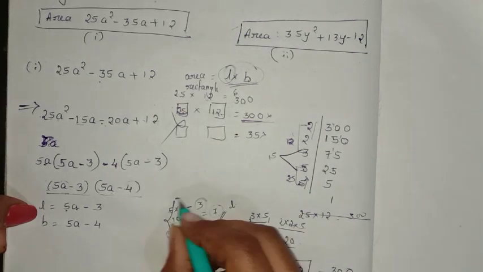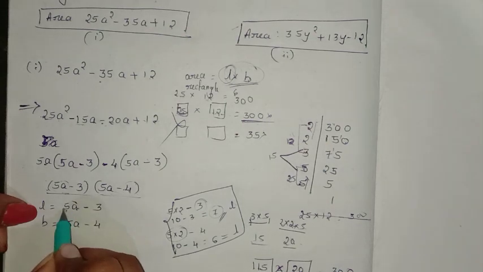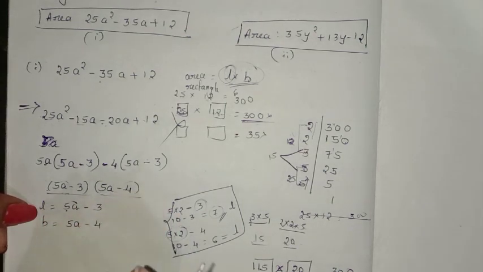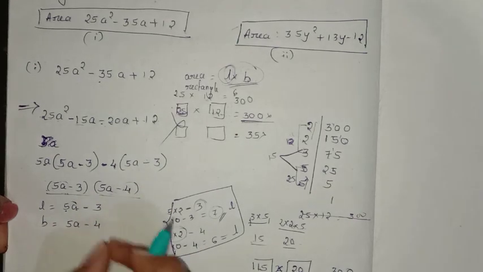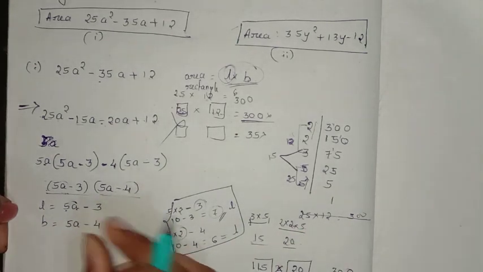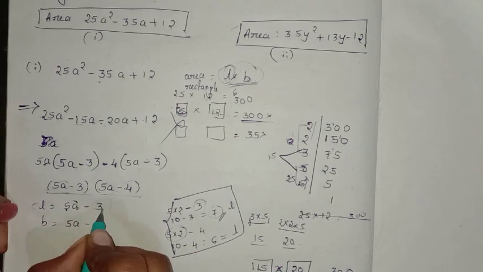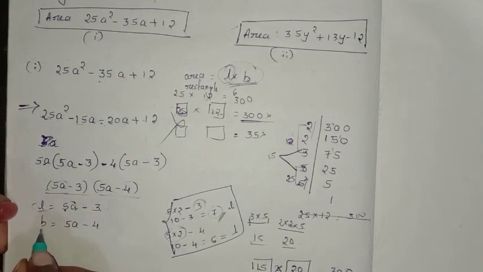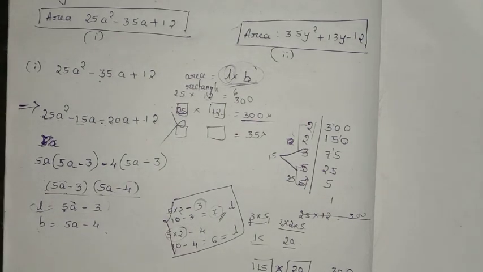So this is for your understanding. Don't write this one. So this is the bigger number, since from the total we are subtracting a little amount. Yes, from the total we are subtracting 3, and in the other 4. That means it is a little bit bigger. So that's why the answer we get from 5a minus 3 is the lengthiest one. And the other one is our breadth. So this is about the first problem.